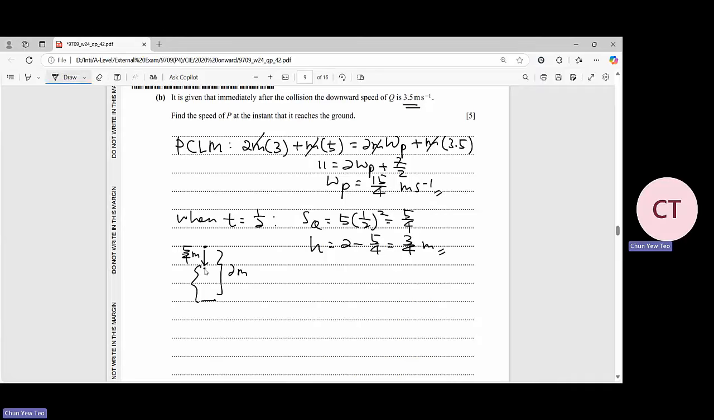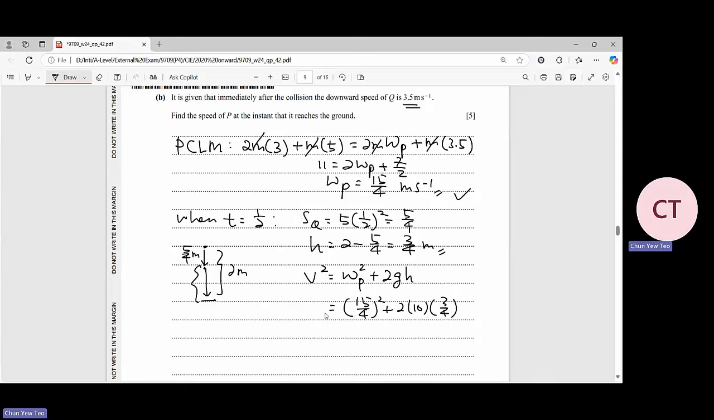We are looking for the speed of B at the instant when it reaches the ground. So when B reaches the ground, we use this formula, v squared equals u squared plus 2gh. Over here, I will call it v squared equals WB squared plus 2gh. WB is 15 over 4, so it's (15/4) squared plus 2g, and the height is 3 over 4.